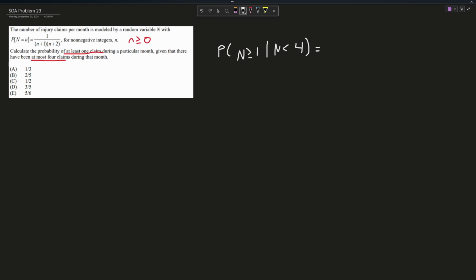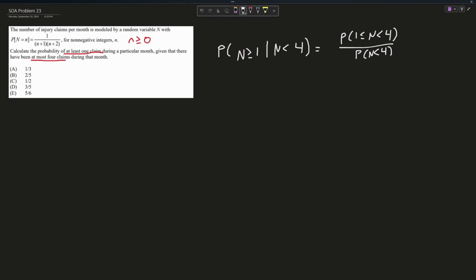Using the formula for conditional probability, that is the same thing as the probability of 1 less than or equal to N less than or equal to 4, over the probability that N is less than or equal to 4.